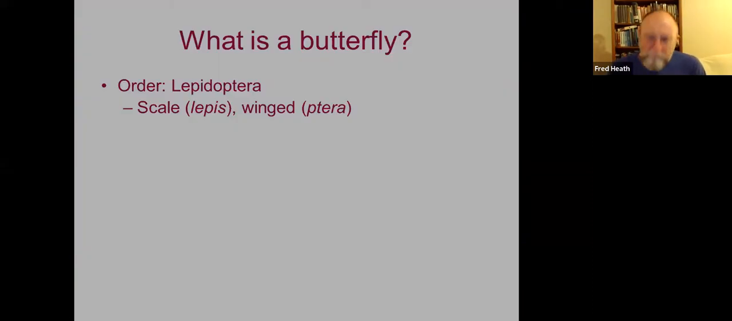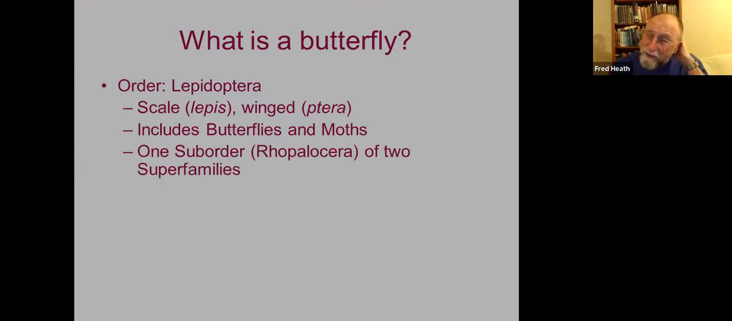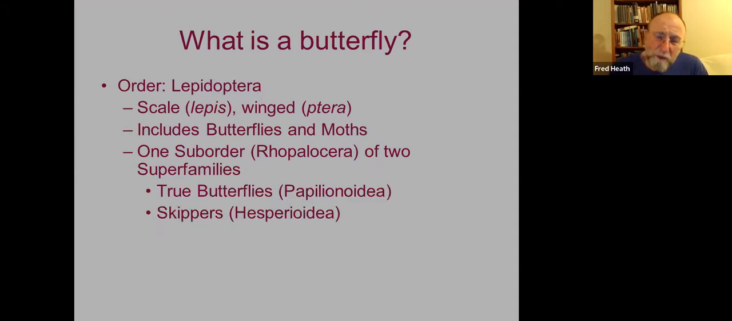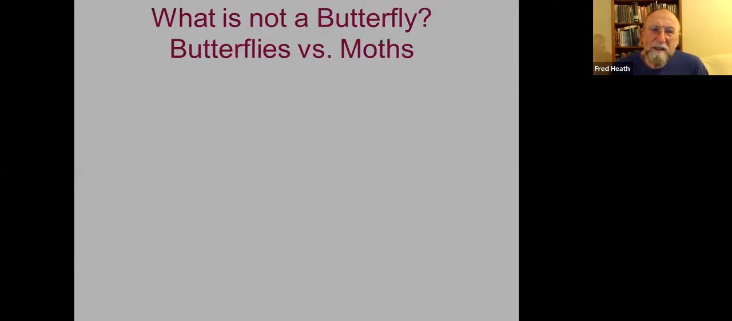So again, back to what a butterfly is, it's in that order Lepidoptera. And Lepidoptera includes butterflies and moths. And there's one suborder of the Lepidoptera, which is the two superfamilies of butterflies. And they're the true butterflies and then the skippers. And we'll talk briefly about those later. So one of the questions that people always ask me, one of two questions, and we'll get to the other one later, is what is the difference between a butterfly and a moth? So we'll kind of go through it.